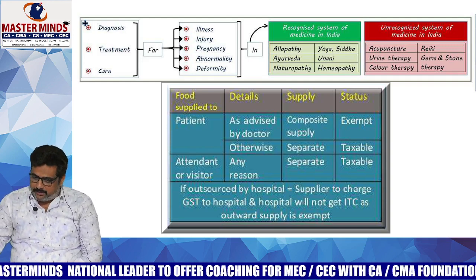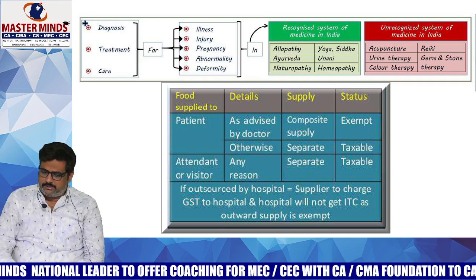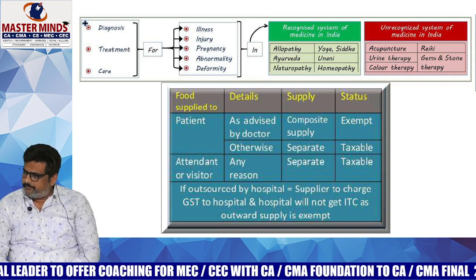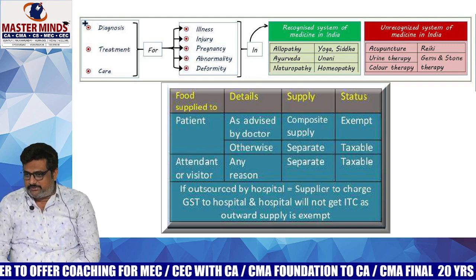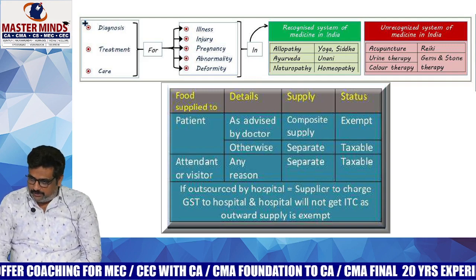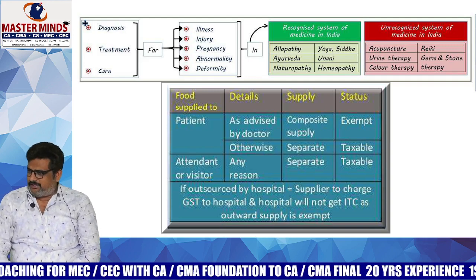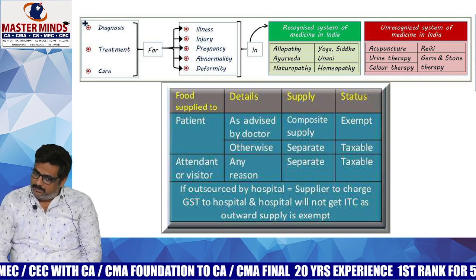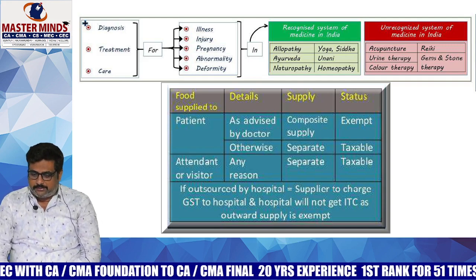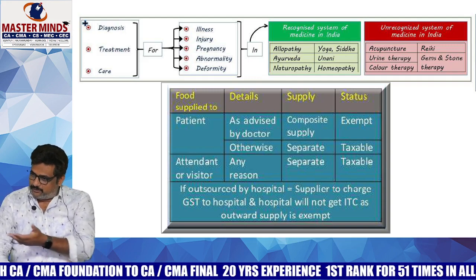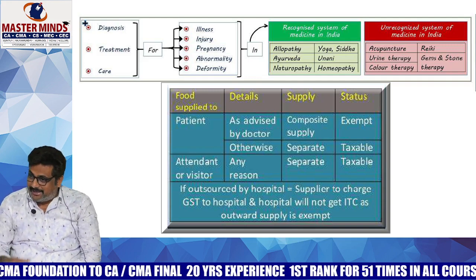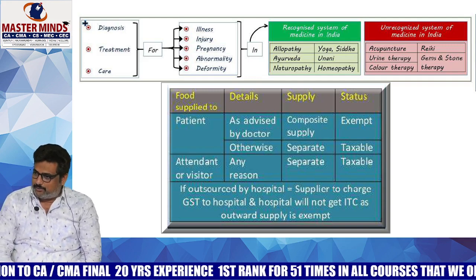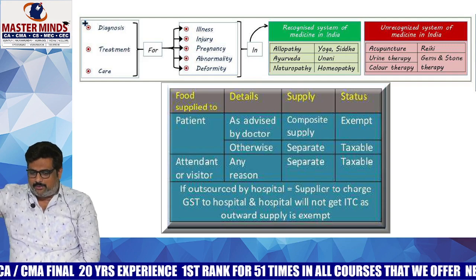With respect to illness, injury, pregnancy, abnormality, deformity. What is the difference between illness and injury, ma? Illness is internal, whereas injury is external. So generally external things can be dealt with, whereas internal ones, whether it is with respect to medical treatment or with respect to humans also, it is difficult to deal with the internal things. So internal things to deal with, always it is a difficult task. Yes or no? So that's why for illness, all these things are needed.